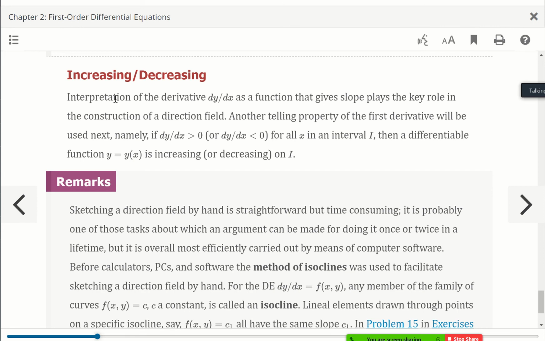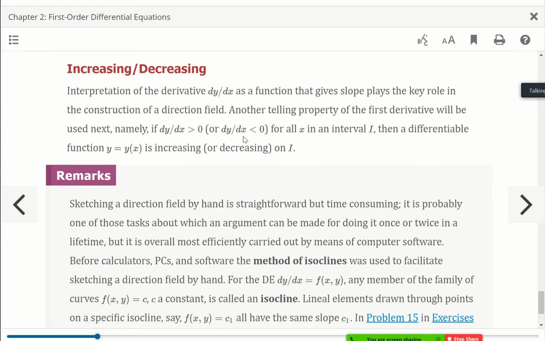One of the things we would like to do is interpret the increasing and decreasing nature of the slopes. The interpretation of dy dx as a function that gives the slope plays a key role in the construction of a direction field. Another telling property of the first derivative will be used next. That is, if dy dx is greater than 0 for all x in the interval I, then the function is increasing on the interval I. And conversely, if the derivative is negative, we recall that the function is a decreasing function.